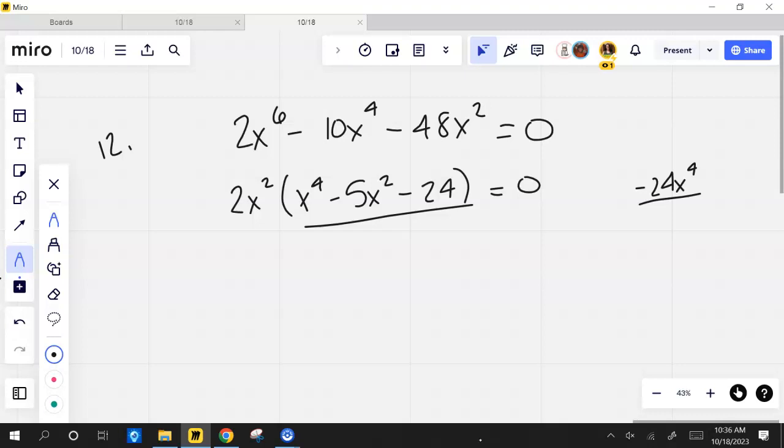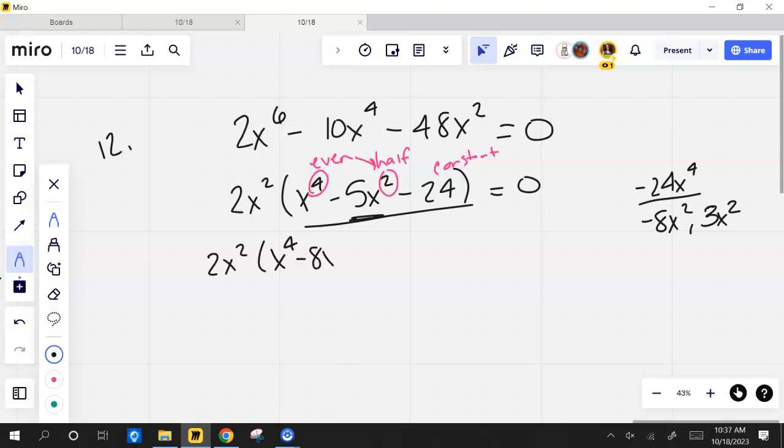If it's even, half of that one, and then this is a constant. Negative 5x squared, negative 8x squared, and 3x squared. So I'm going to keep running through this. I got x to the fourth minus 8x squared plus 3x squared minus 24.